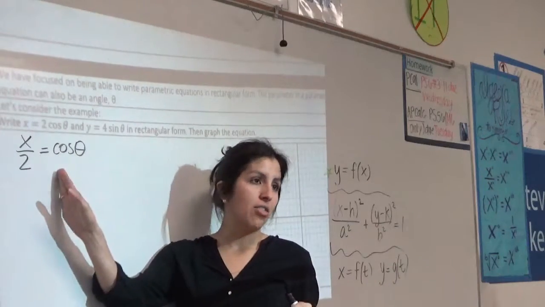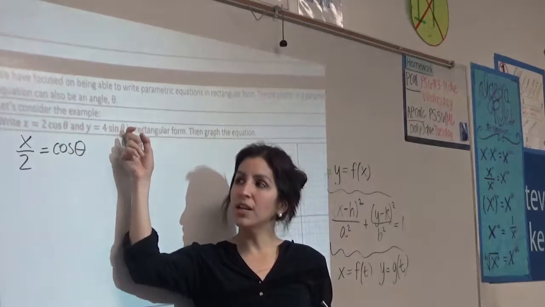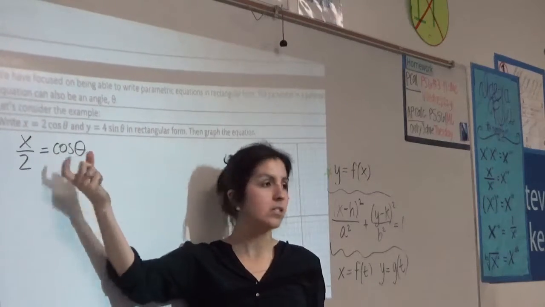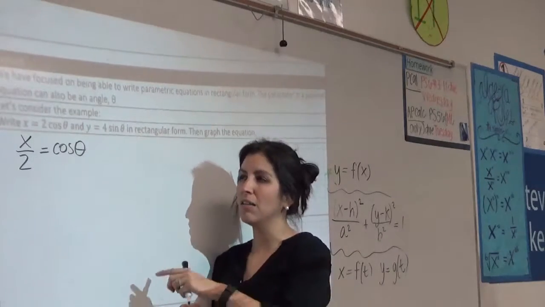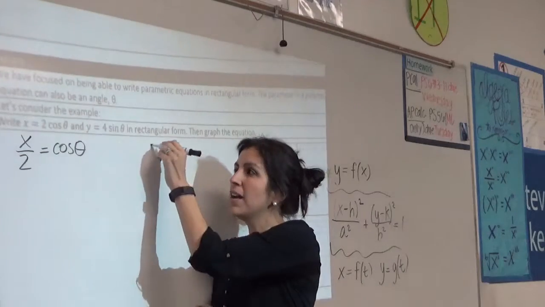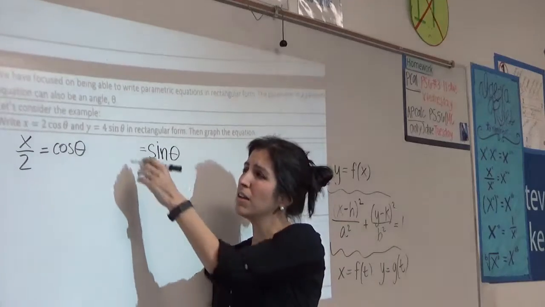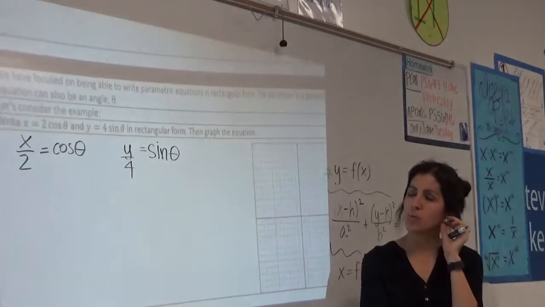Rather than isolate theta and substitute theta in over on the other equation, I'm going to manipulate both of these so that I have a cosine value and a sine value. I'm going to show you something awesome in a second. So let's try to replicate this with the other half. Sine of theta, what would that be equal to? Y over 4. Right? Same division on both terms.